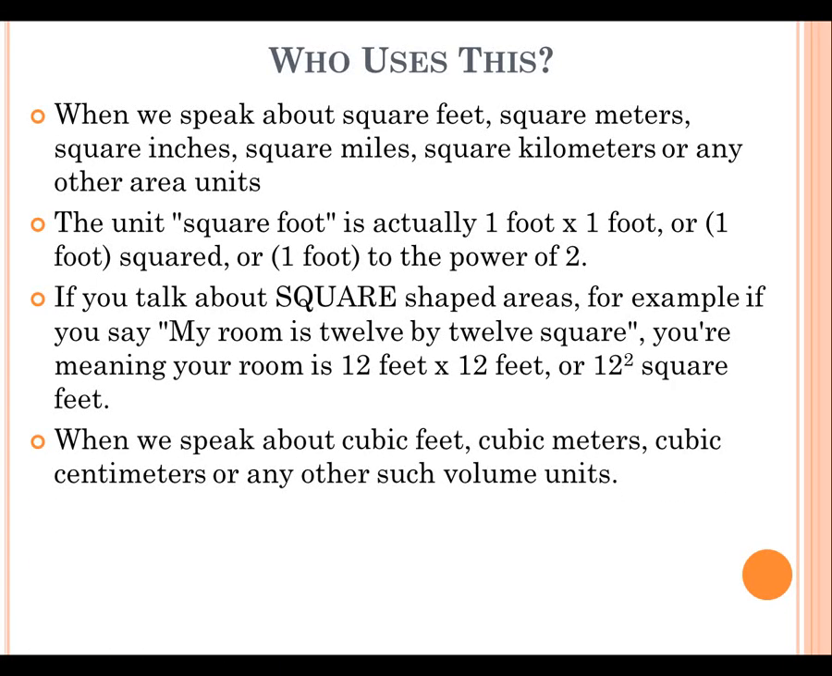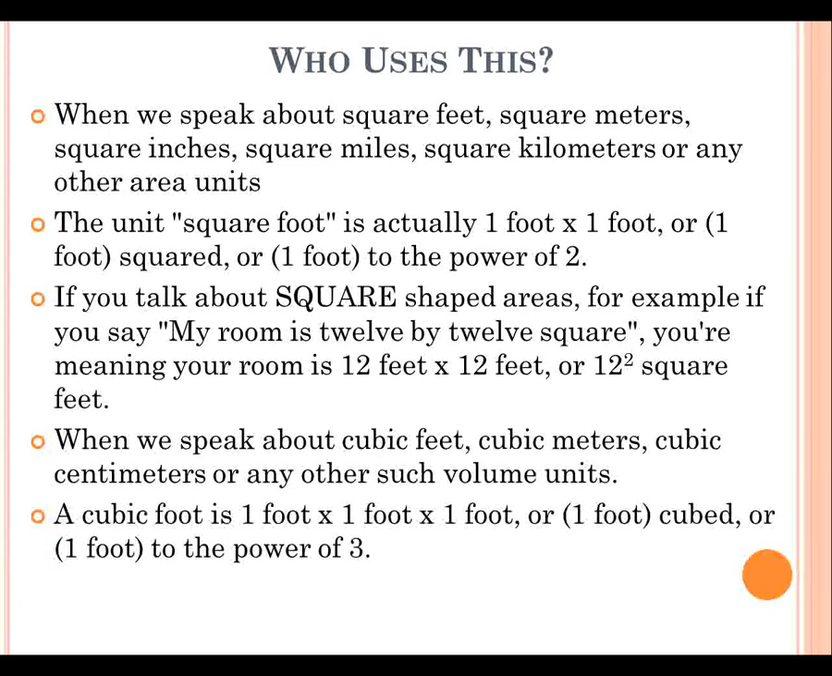When we speak about cubic feet, cubic meters, cubic centimeters, or any other volume units, so we had squared, now we're looking at cubes. 1 cubic foot is 1 foot by 1 foot by 1 foot, or 1 foot cubed, or 1 foot to the power of 3. That's volume. That is 3 dimensions, whereas 2 dimensions is 12 by 12, or possibly length times width. Cubed is going to be 12 by 12 by 12.